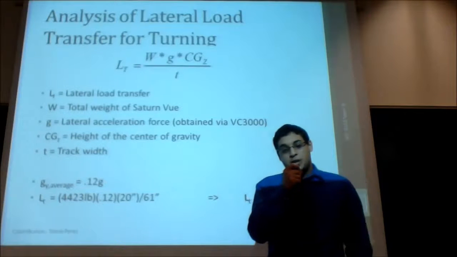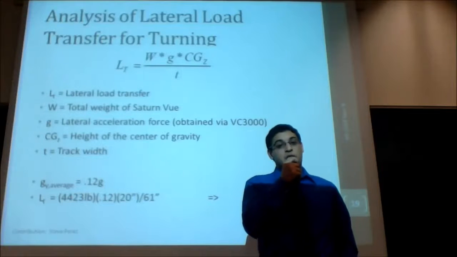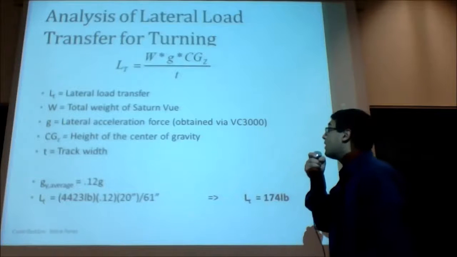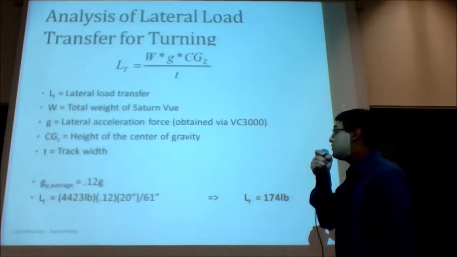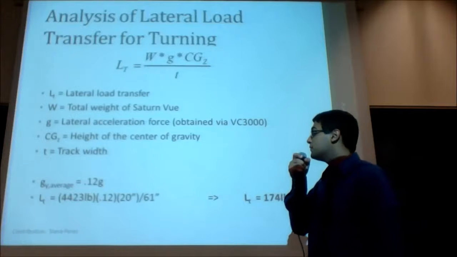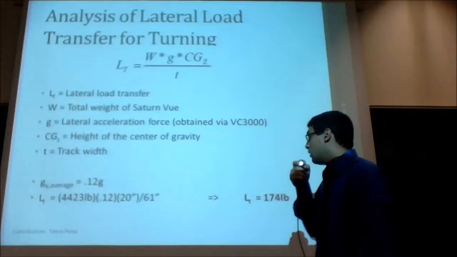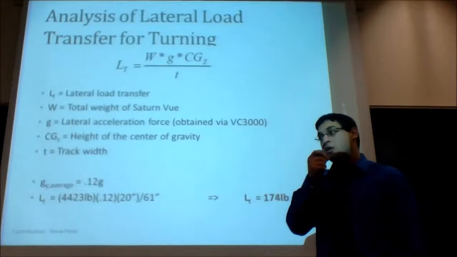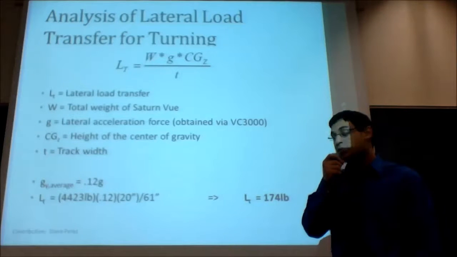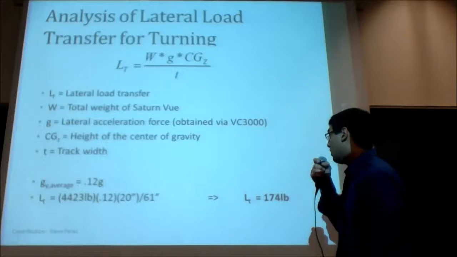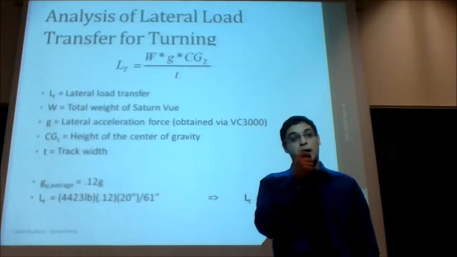Now for turning, if you make a sharp left turn, you'll be thrown in your vehicle to the right. Hopefully you're wearing a seatbelt at that time. So using these variables, all of these are known. At a g-force of 0.12, assume you're turning left. The right two tires will have a transfer of 174 pounds.